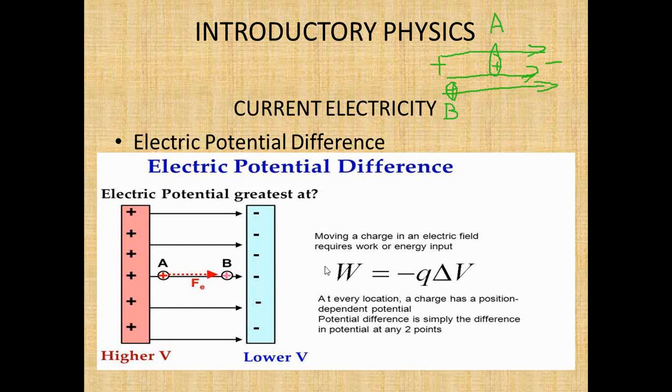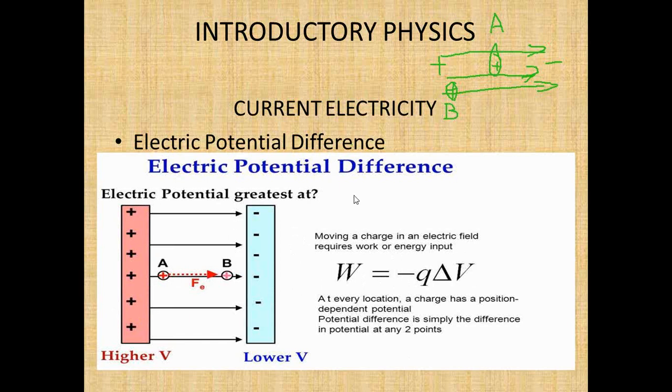And again, the work is equal to minus q delta V, where minus delta V is equal to the work done per unit charge. Just rearrange the equation. So moving a charge in an electric field requires work or energy input.